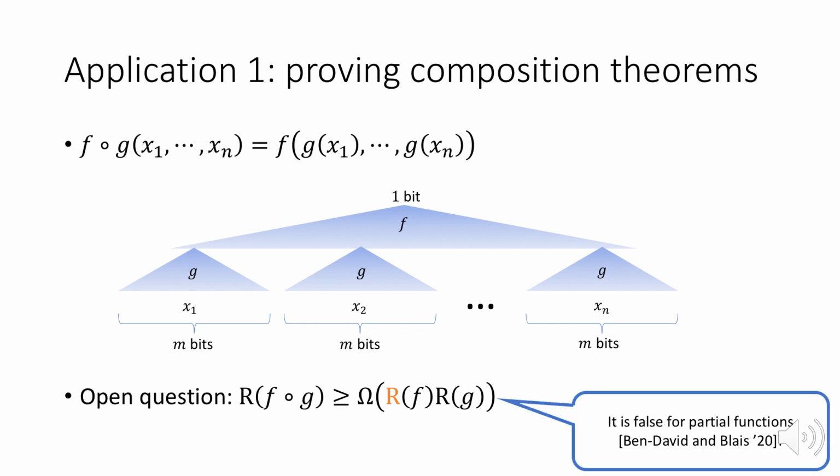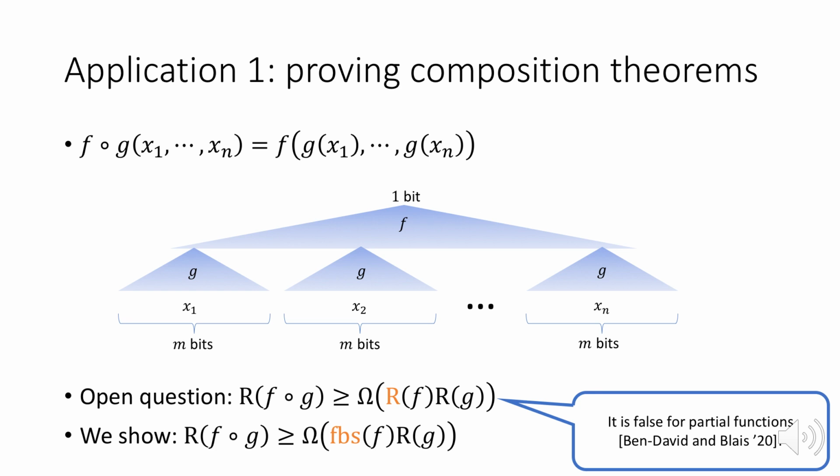Recently, this was shown to be false for some partial functions f and g, but is still open for total functions. What makes this more interesting is that the deterministic version and the quantum version of this claim are both true, and only this randomized version is still unsolved.